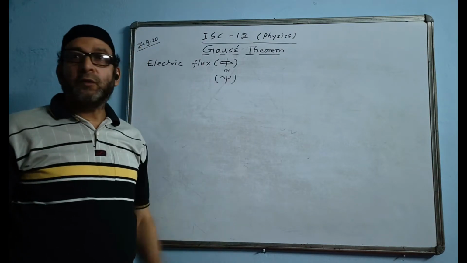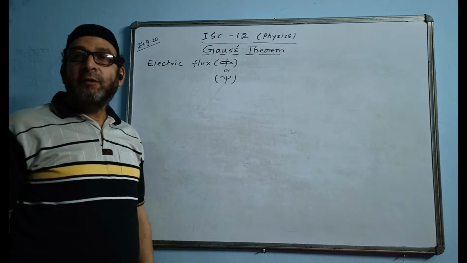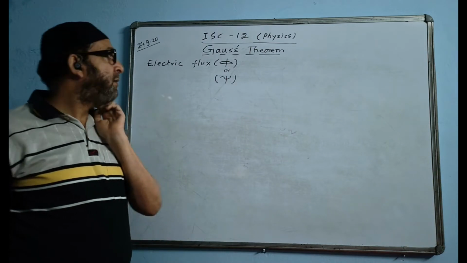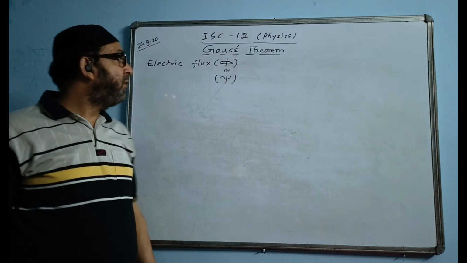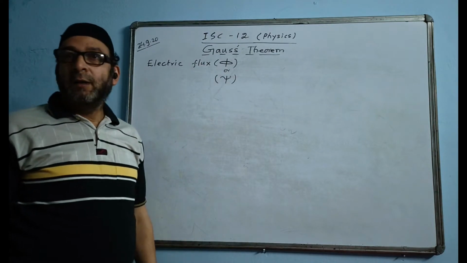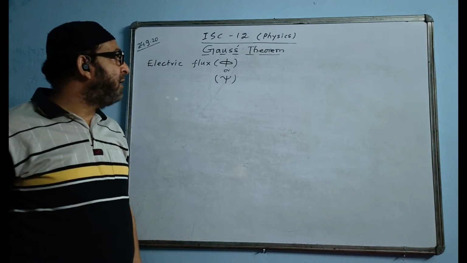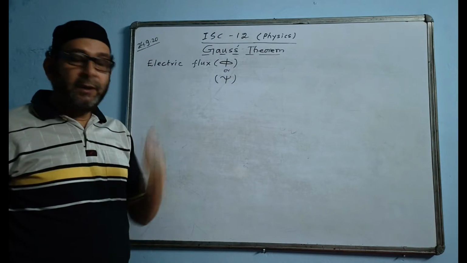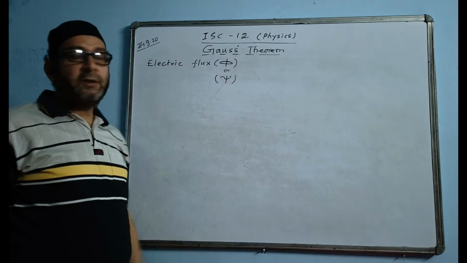Flux means lines of force, and this is electric, so electric lines of force. You can have magnetic lines of force and magnetic flux also, which is called magnetic flux. What is electric flux? We say the electric lines of force passing normally, meaning perpendicularly, through a surface is called electric flux.